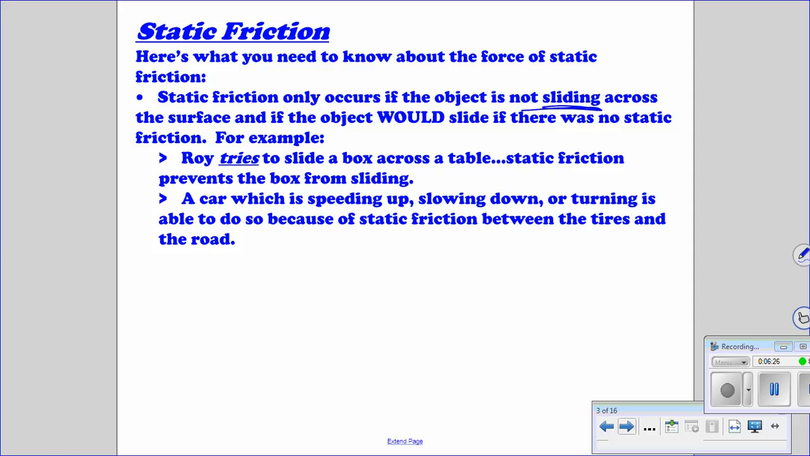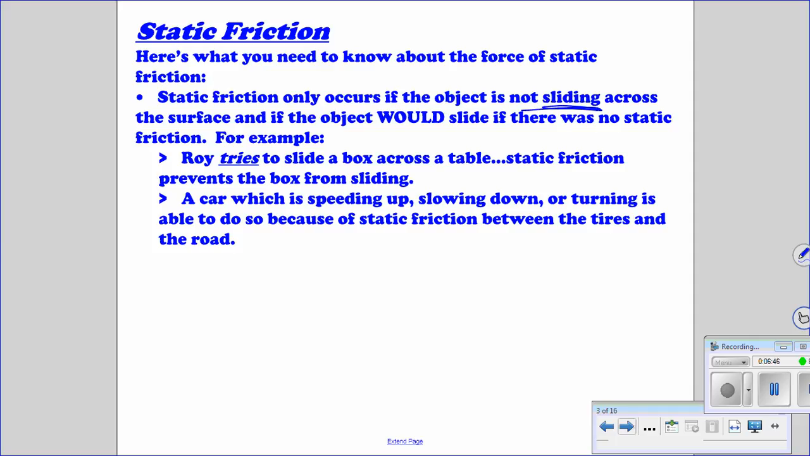Walking is the other example. When you take a step forward, you're hoping that your shoe doesn't slip against the floor. That's why it's hard to walk in socks on a wooden floor. Your feet just slip and you don't go anywhere. Or dogs on wooden floors. Okay, everybody good with that?